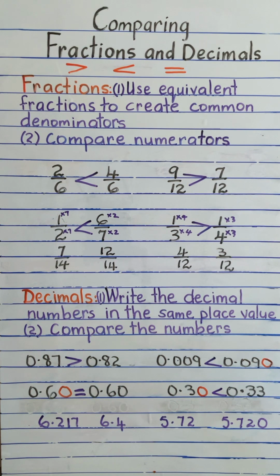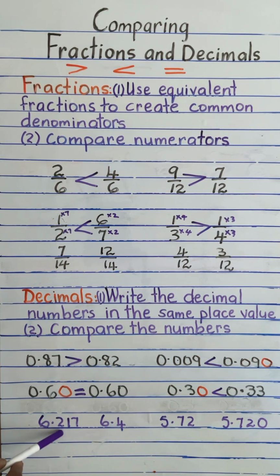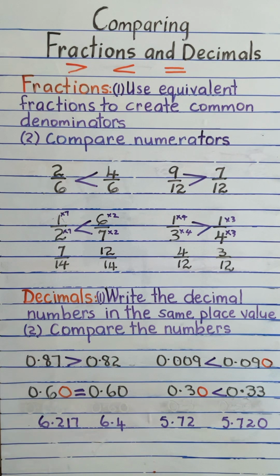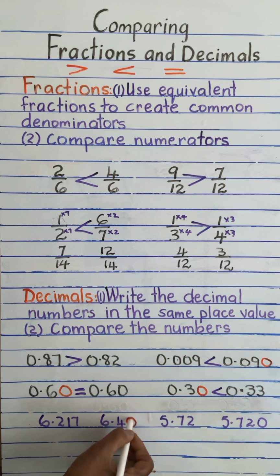And here at the bottom, we have some decimals with whole numbers. This one, 6.217, and 6.4. So this one has more numbers. So we're not going to assume that because it has more numbers, it is greater. Let's go through the same procedure, the same method. So the decimal right here went up to thousandths. So we have to make this the same. So we're going to add 2 zeros.